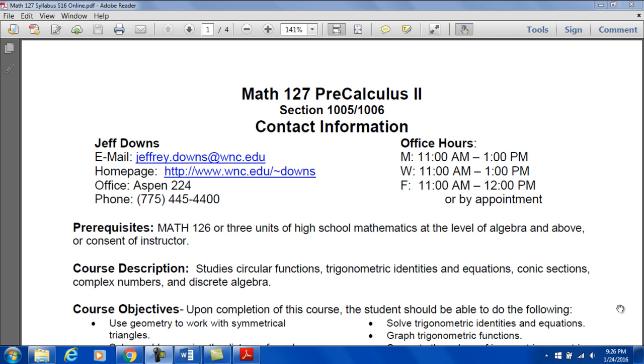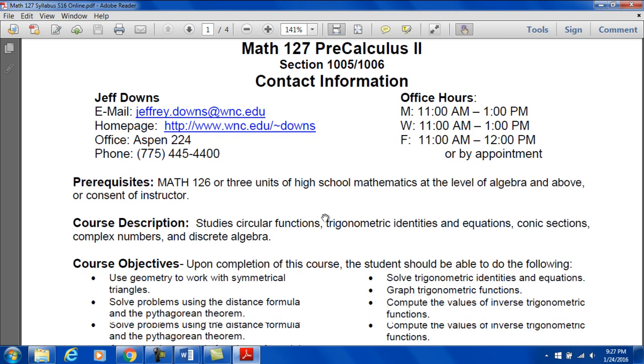My email address is jeffrey.downs@wnc.edu. My homepage is www.wnc.edu/Downs. My office is the Carson campus, Aspen 224. And my phone number is 775-445-4400. That's my office number. My office hours this semester are going to be Mondays and Wednesdays 11 to 1, and then on Fridays 11 to 12, or by appointment.